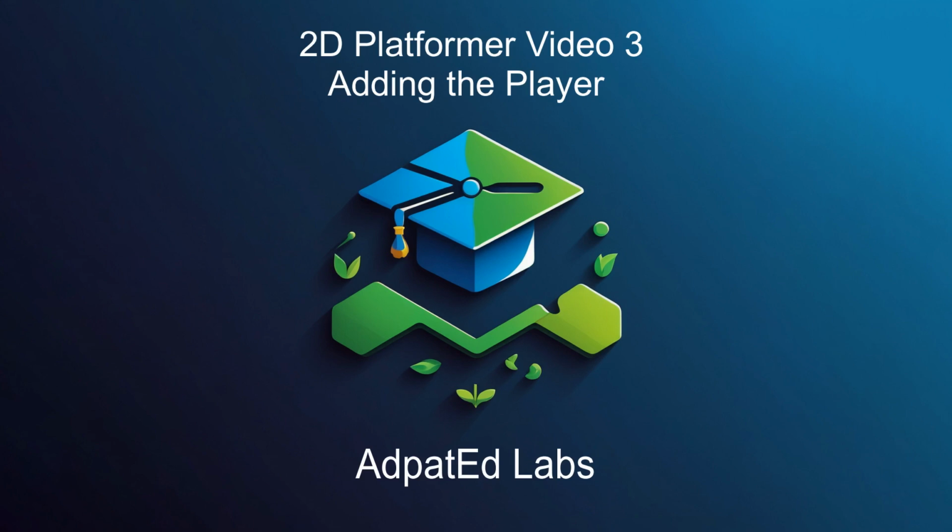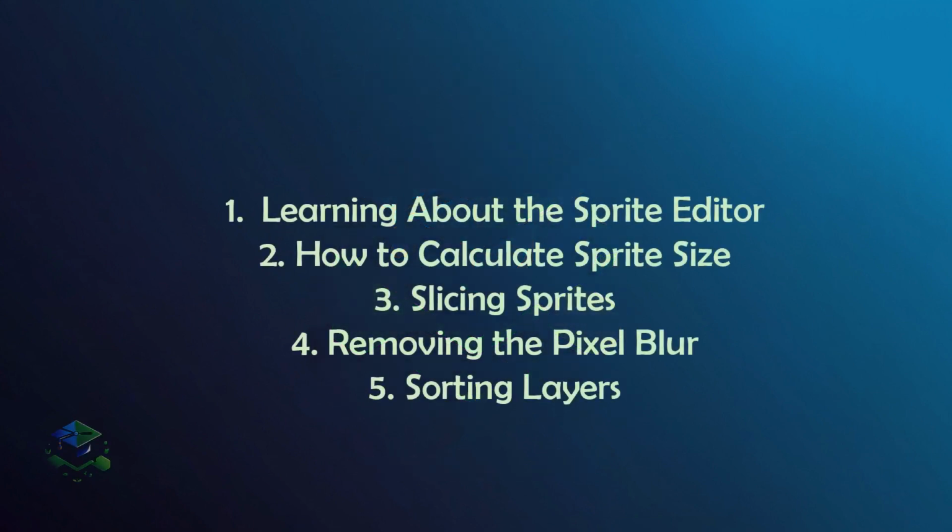Alright, welcome back. In this third video, we're going to be going over a couple of things. One is adding the player to our scene. We're going to be talking a little bit about the sprite editor, adjusting the pixel size and sprite modes to be able to cut up a sprite sheet.